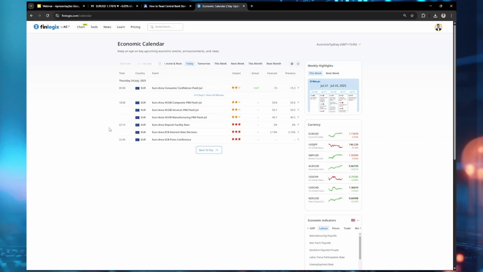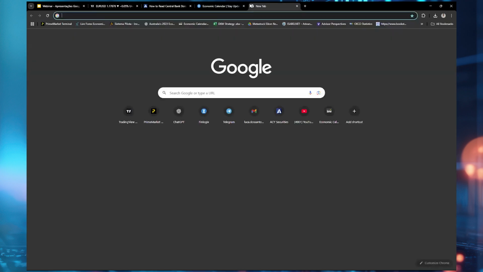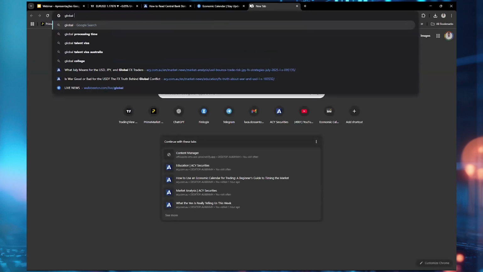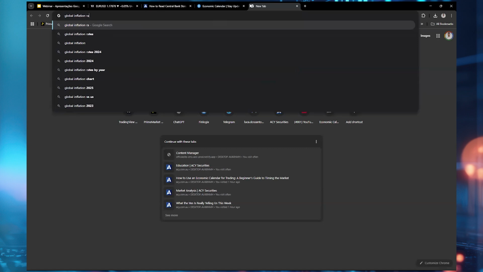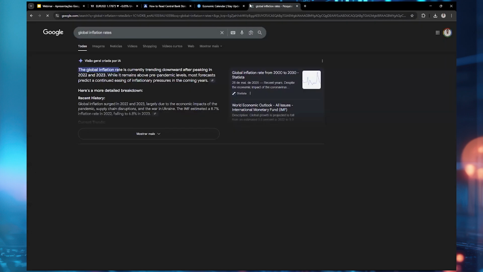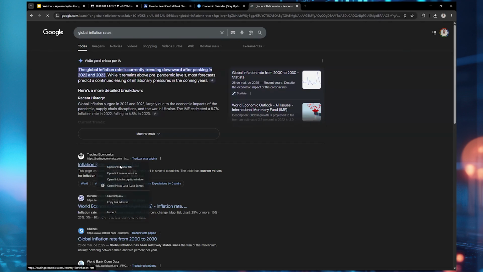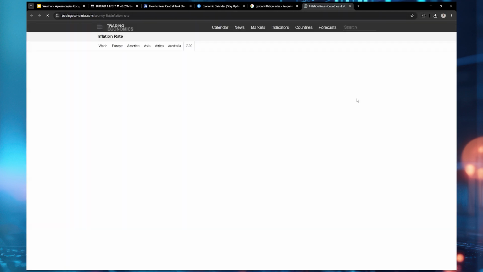So the market is not predicting cuts from the ECB at this moment. Okay. So when you stop and think, the reason is pretty simple. When we look at global inflation rates, let me just grab something similar. Countries, there, that's it. Cool.